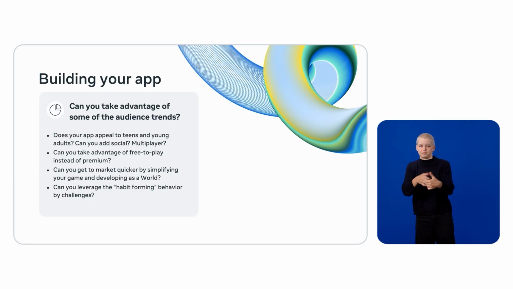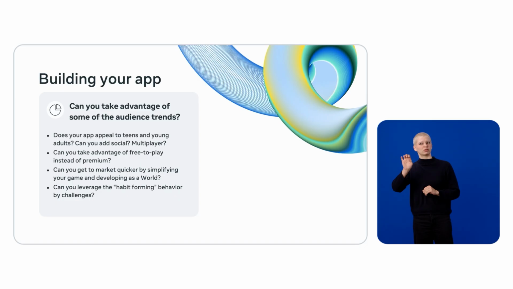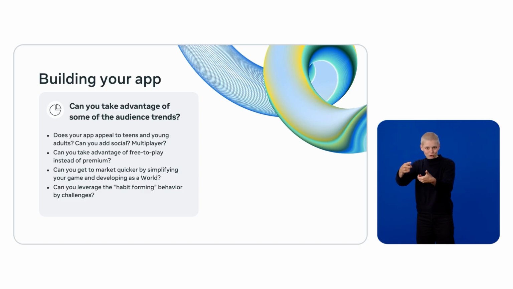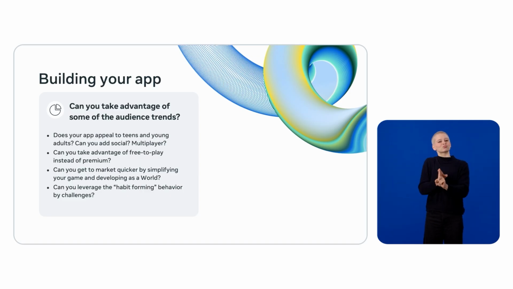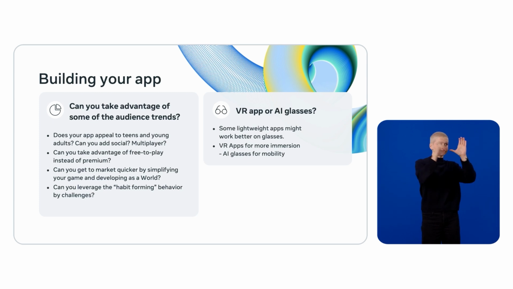Think, for instance, does your app appeal to teens and young adults? Could you add social? What about multiplayer? Could you maybe take advantage of the free-to-play model instead of the premium content model? Could you get to the market quicker by simplifying your game and developing it as a world in Meta Horizon and targeting mobile first? Maybe you could leverage that habit-forming behavior that we mentioned by introducing game elements like daily challenges. We also have a variety of devices that you could target for fully immersive experiences with Meta Quest, or even lighter experiences for AI glasses. This all depends on the app and who you want to reach.